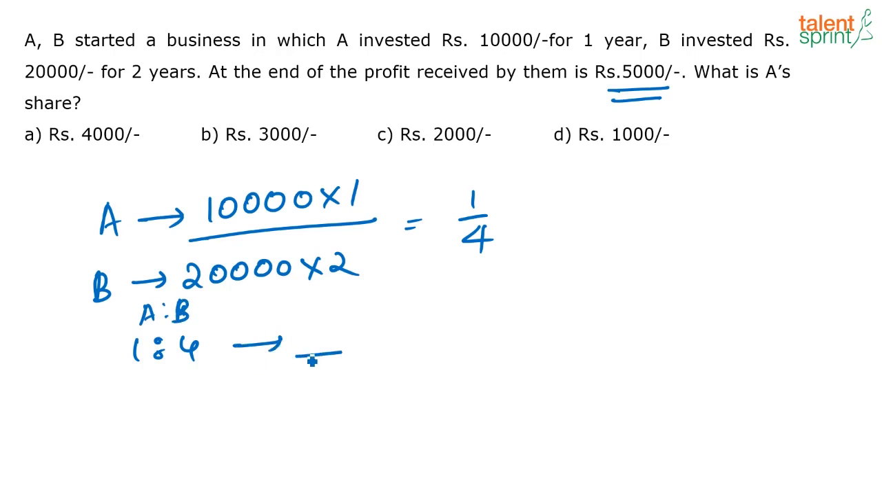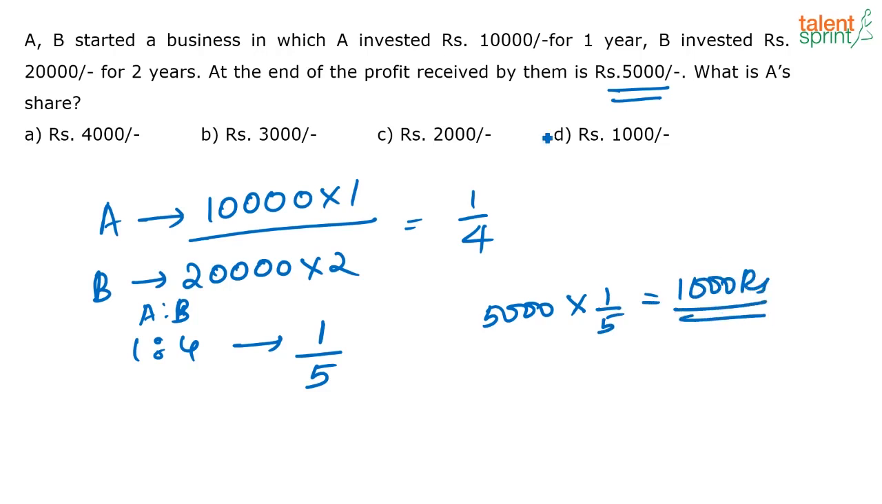That is, if there are totally 5 parts, out of these 5 parts, 1 part belongs to A. So now I am totally getting 5,000 rupees. So out of this 5,000 rupees, what will be A's share? 5,000 into 1 by 5, that is equal to 1,000 rupees. That is option D.